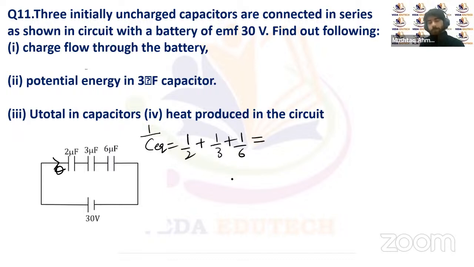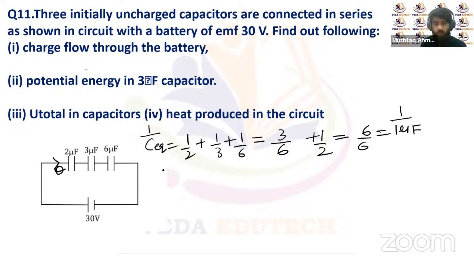So we'll be left here with 3 upon 6 plus 1 upon 2, that will be equal to 6 upon 6, that will be equal to 1 microfarad. So 1 upon 1 microfarad will be 1 upon C equivalent, or C equivalent will be equal to 1 microfarad. 1 microfarad will be the equivalent capacitance for this circuit.